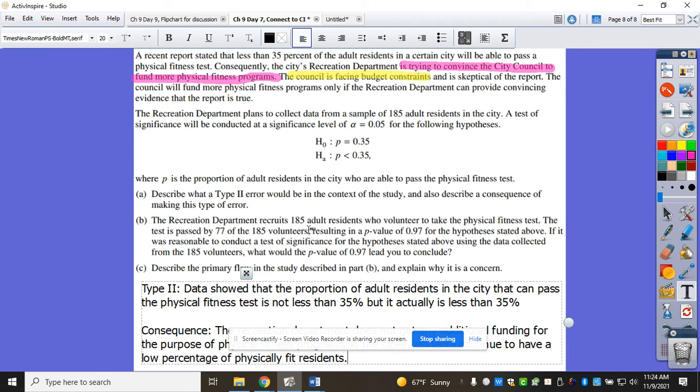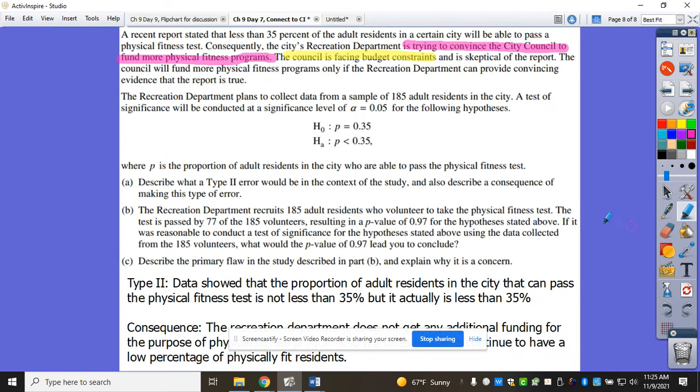Part B says the recreation department recruits 185 residents who volunteer to take the physical fitness test. The test is passed by 77 of the 185 volunteers, resulting in a p-value of 0.97. So it does everything for you and comes up with your p-value. You don't have to do any of that. And then it asks, is it reasonable to conclude a test of significance for the hypothesis test stated above using data from these volunteers? What would the p-value of this lead you to conclude?